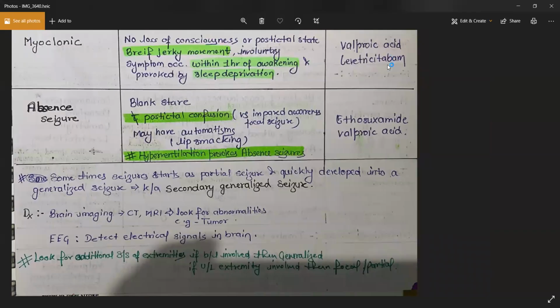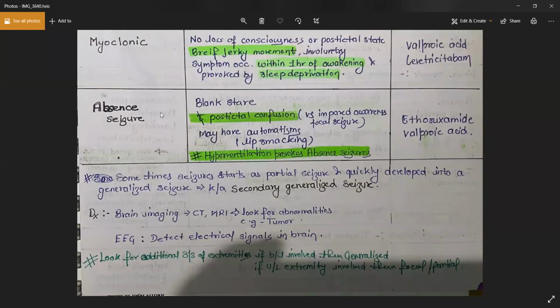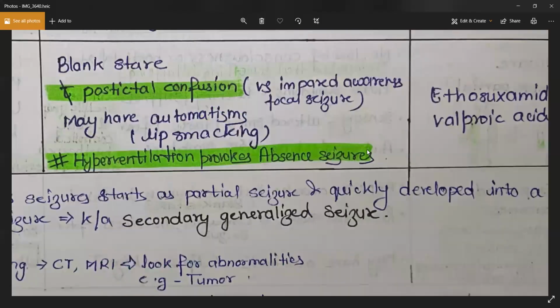For the myoclonic, you can use valproic acid, levetiracetam. For the absence seizures, you need to use ethosuximide and valproic acid. You cannot give this ethosuximide or valproic acid to a patient who is having a blank stare for minutes. We will give it only to a patient who is having a blank stare for seconds, right? So that's all about the seizures.